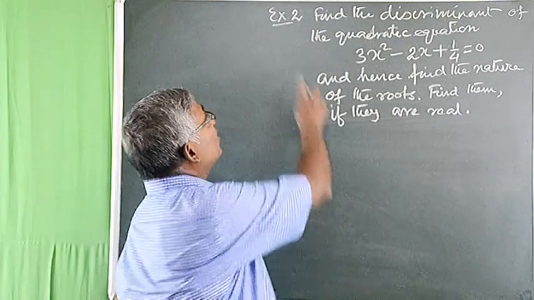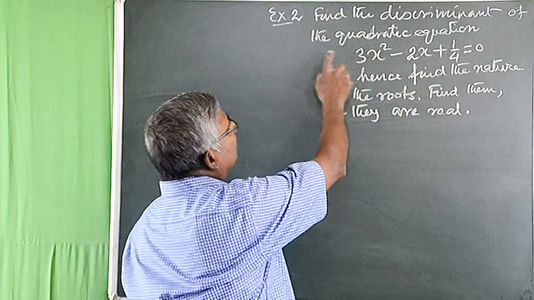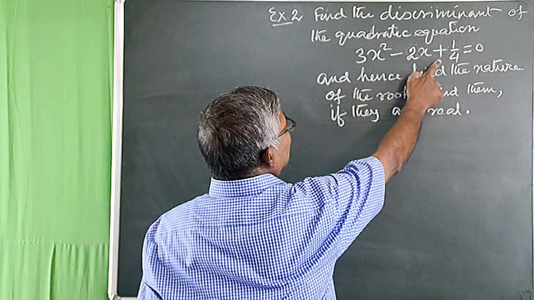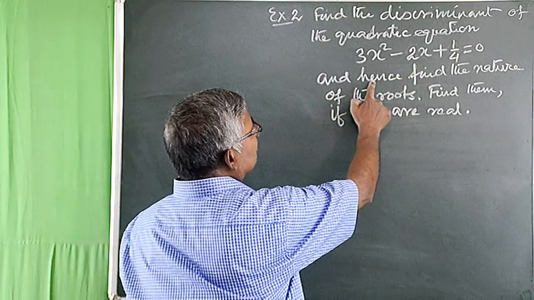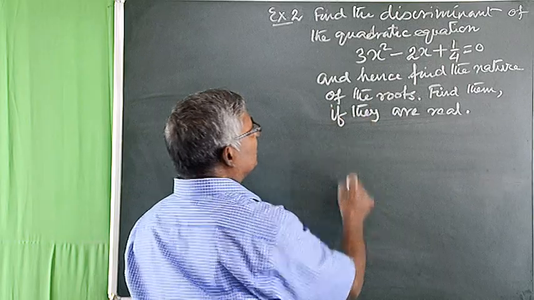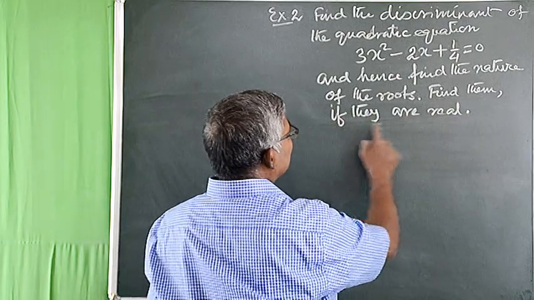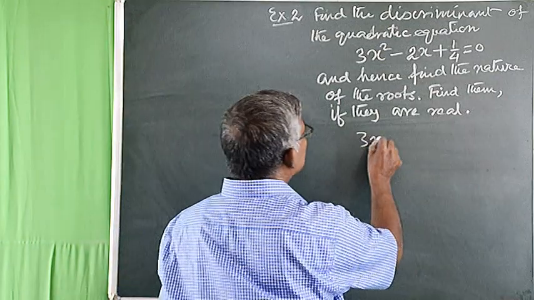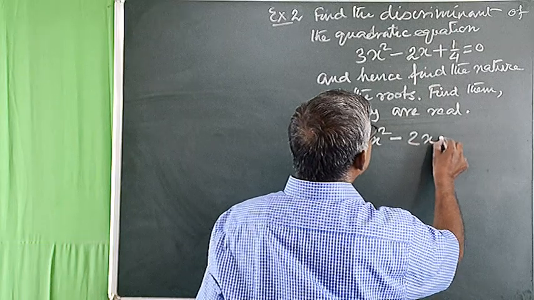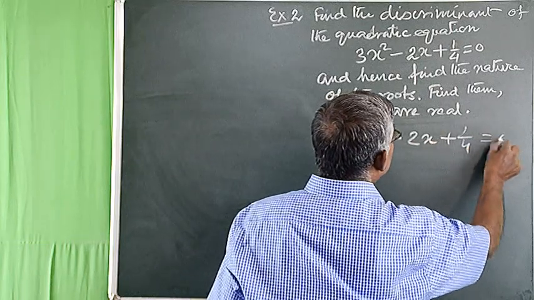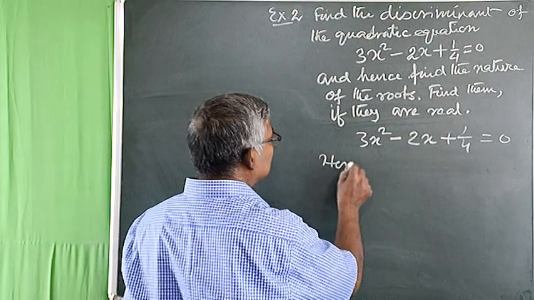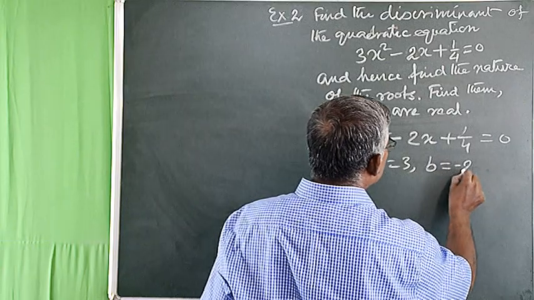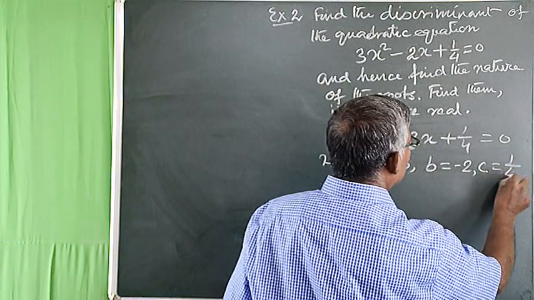Let us consider the second problem. Find the discriminant of the quadratic equation 3x square minus twice x plus 1 by 4 equal to 0, and hence find the nature of the roots. Find them if they are real. Students, the given equation is 3x square minus twice x plus 1 by 4 equal to 0. Here a equal to 3, b equal to minus 2, c equal to 1 by 4.